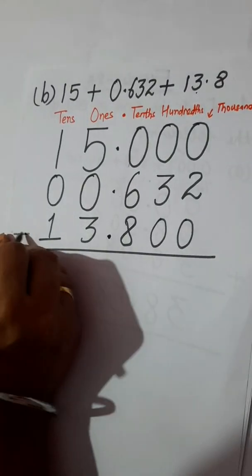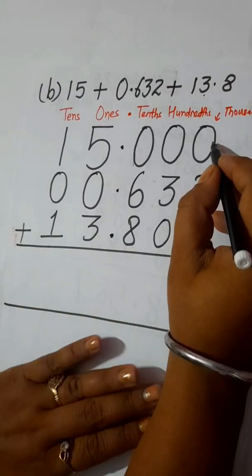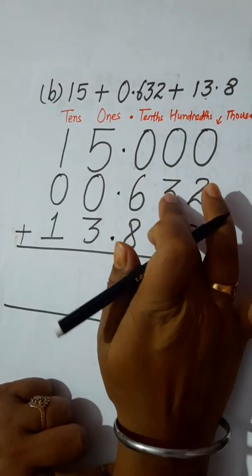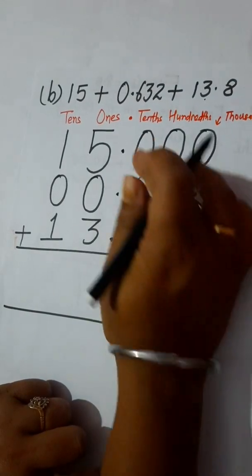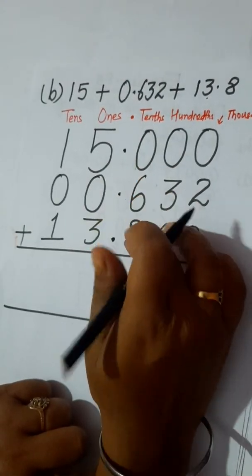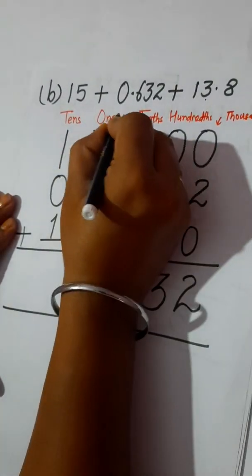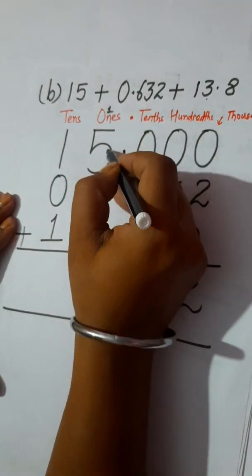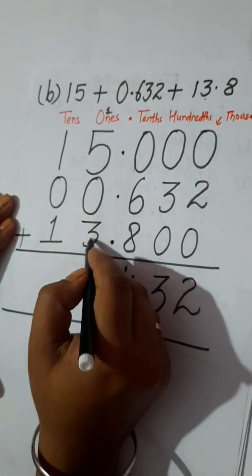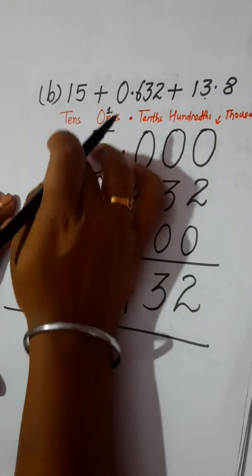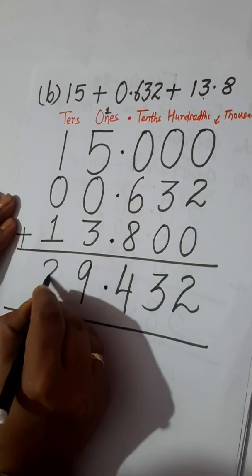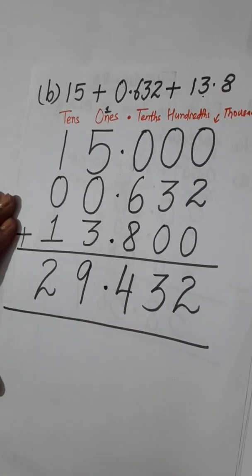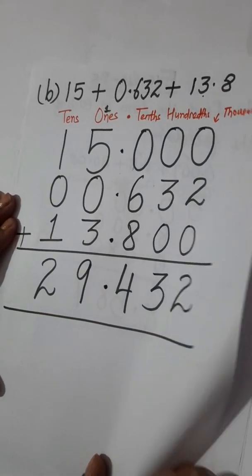Now add. Now you have 0 plus 2 plus 0, that is 2, 0 plus 3 plus 0, that is 3, 0 plus 6 plus 8 is 14, 4 here and 1 carry. Put the decimal below the decimal. Now you have 1 plus 5, that is 6, 6 plus 3 which is 9, 1 plus 0 is 1, 1 plus 1 is 2. So your answer is 29.432. So this is your part B.